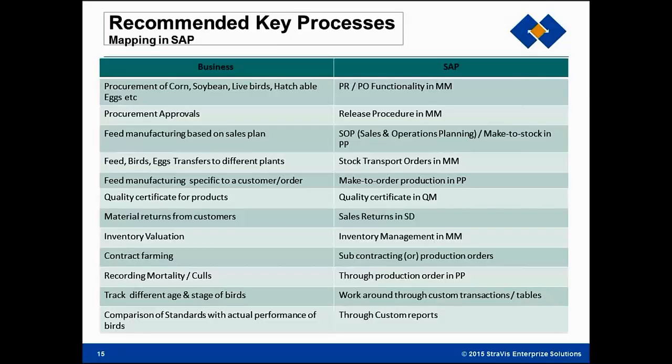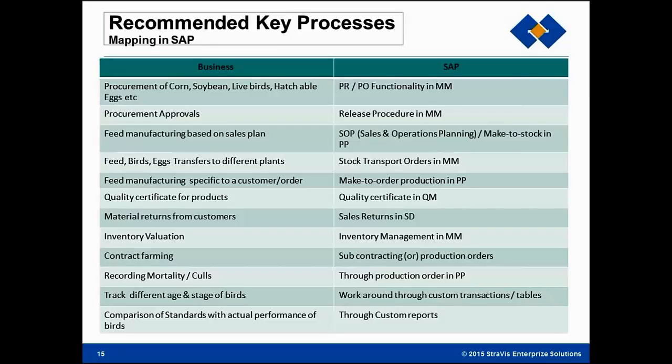Feed manufacturing you can use SOP. And the transfer of these poultry products, intermediate products, can be done using stock transport orders in MM. Feed manufacturing specific to a customer or order can be done using make to order production in PP. Quality certificates, they are available in SAP. Material returns, you can use sales return in SD.